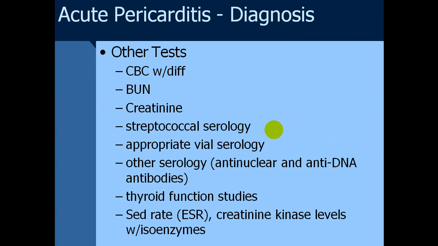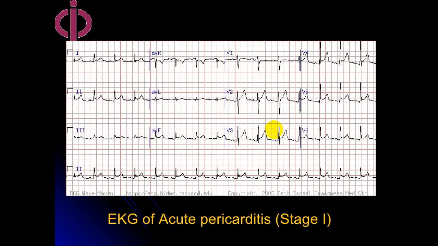Other tests: complete blood count with differential to look for infection, blood urea nitrogen and creatinine if there's uremia, streptococcal serology, appropriate viral serology if indicated, other serology, antinuclear factor and anti-double-stranded DNA antibodies, thyroid function studies, ESR, which is important, and creatine kinase level with or without isoenzyme. This is the ECG of acute pericarditis: concave upward ST elevation and PR depression.